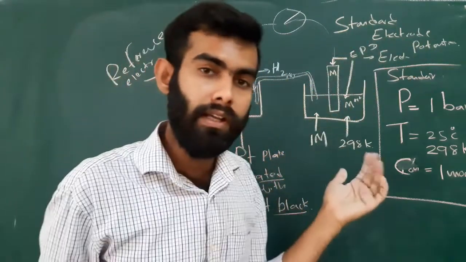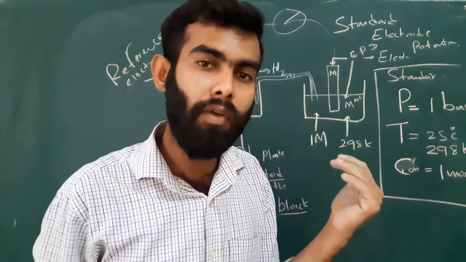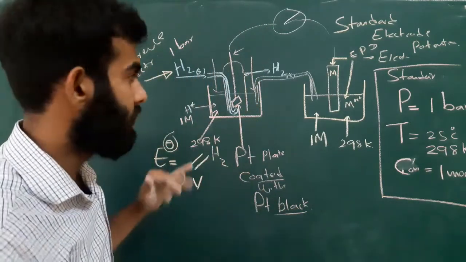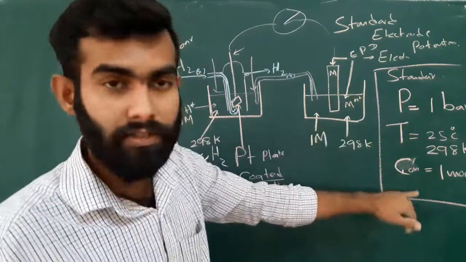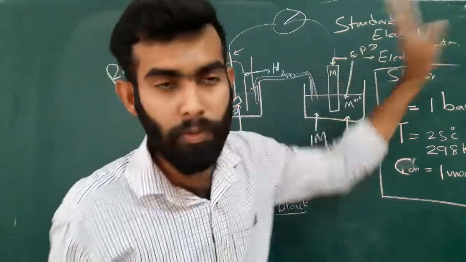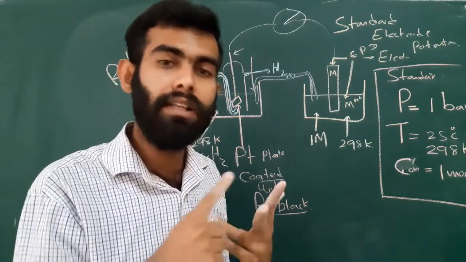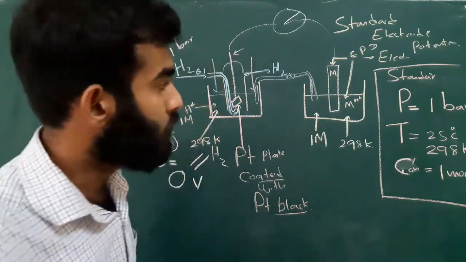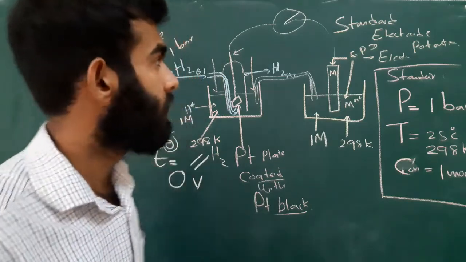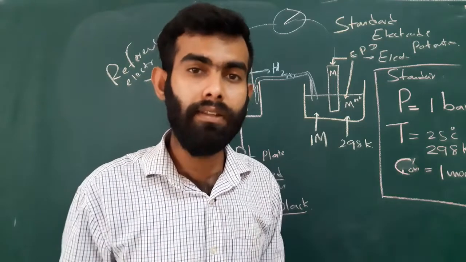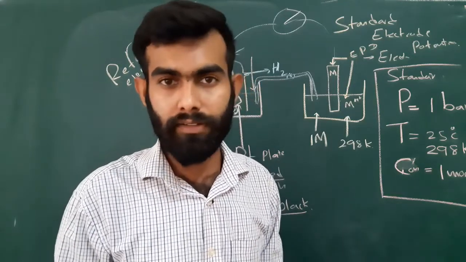Initially it is called the electrode potential. However, after we use the reference electrode, the hydrogen electrode at standard conditions, we call that the standard electrode potential. That's the definition of electrode potential and standard electrode potential. So I think you got a clear idea about this. In the next video I will explain reactivity series or electrochemical series.